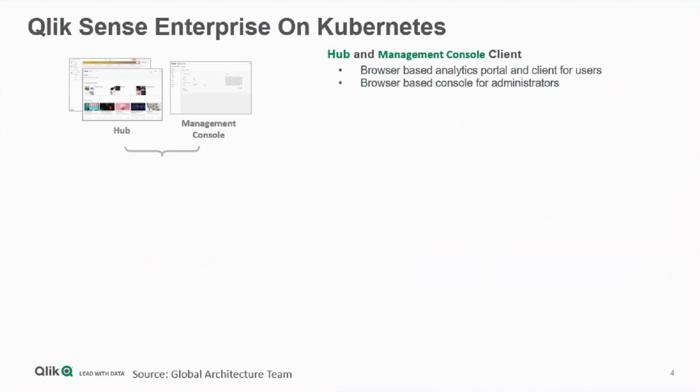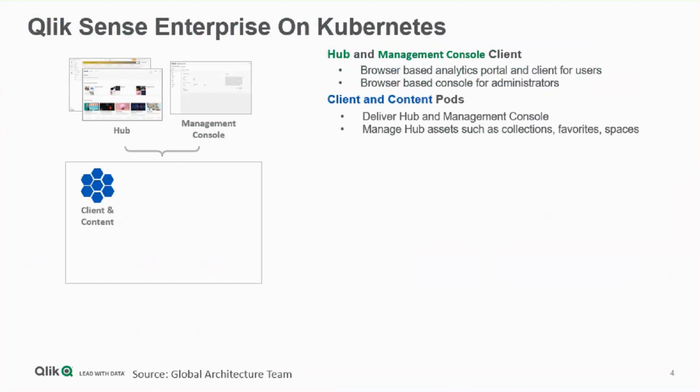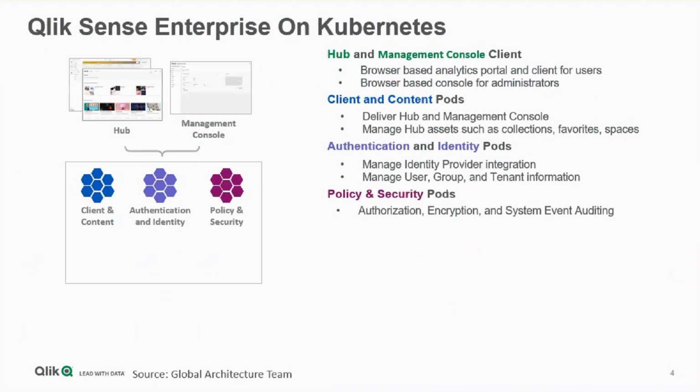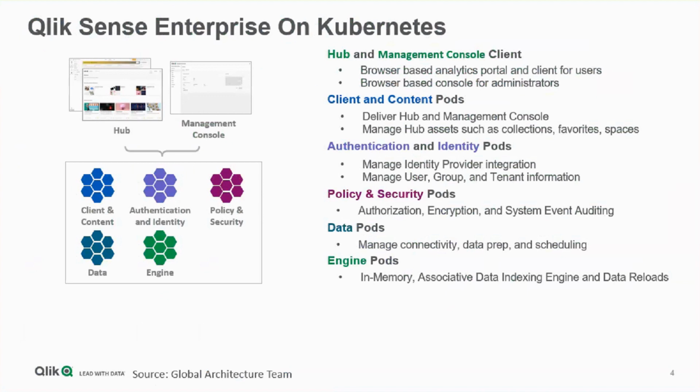Under the hood of that, though, are just a series of different pods or containers in Kubernetes. Each one of these scope to a specific service. So you have services that run client and content. You have services that handle identity management and authentication and authorization, right? You have policy and security pods that allow for encryption and system event auditing. You have pods to handle the data. Then you have the Qlik associative engine running in pods, right?